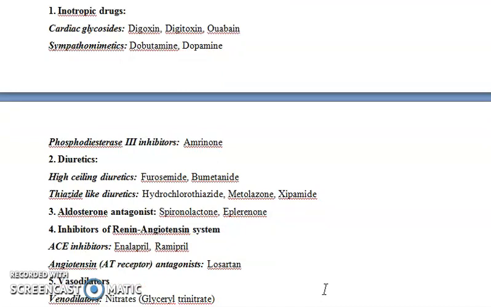And coming to the fourth class, inhibitors of the renin-angiotensin system. Those are ACE inhibitors, enalapril as well as ramipril.